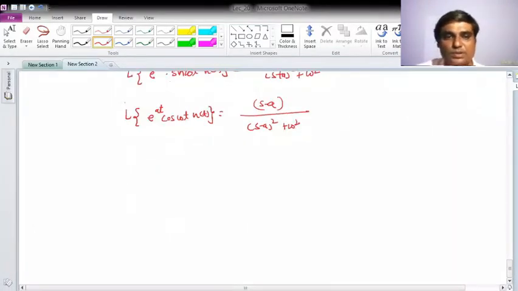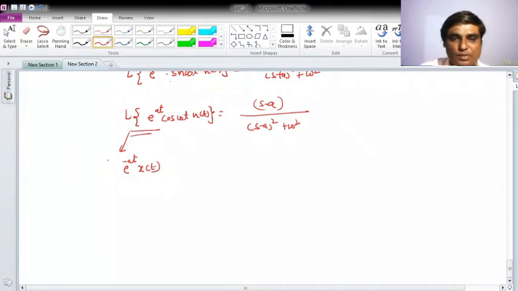Okay, so with this we can make one more property, that if I would like to find the Laplace transform of the multiplying factor e raised to minus at with x of t, and suppose I know the Laplace transform of x of t.